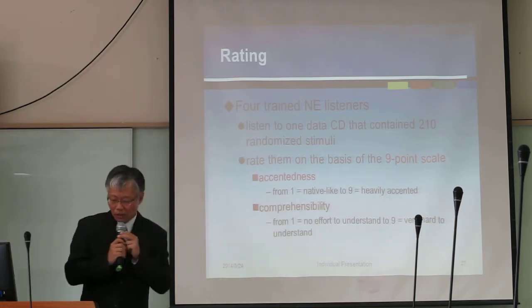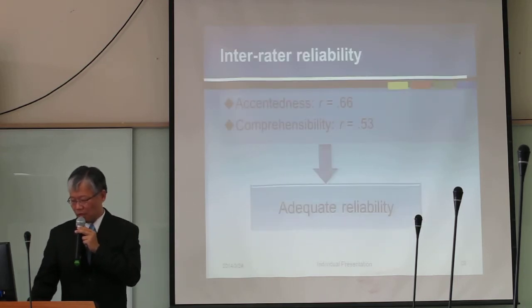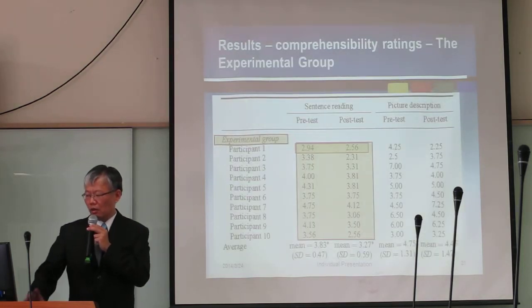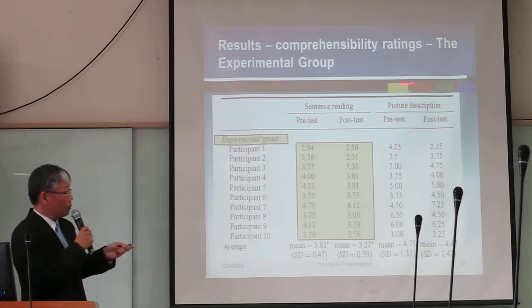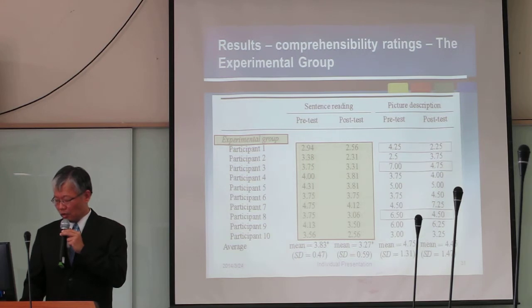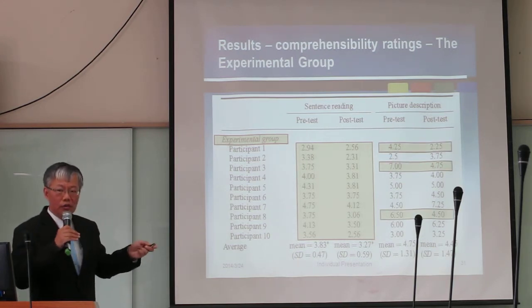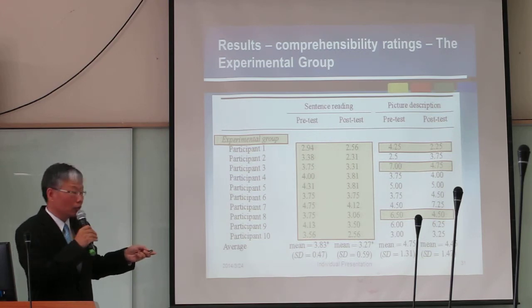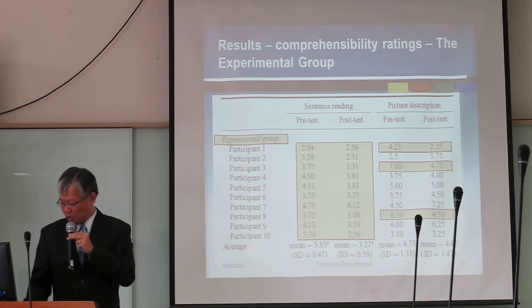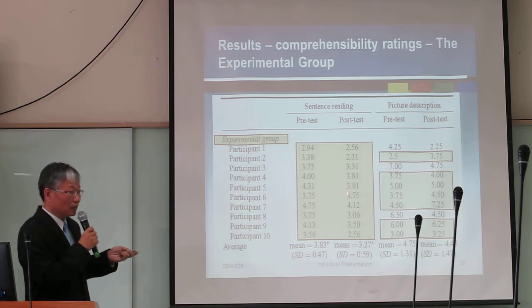It's on page 27. Very good. Thank you. So the result is, again, for the experimental group, they all improve their comprehensibility in the sentence reading task, but there is no significant effect for all participants in the experimental group, because 3 improved and the other 10 did not improve or even got worse.